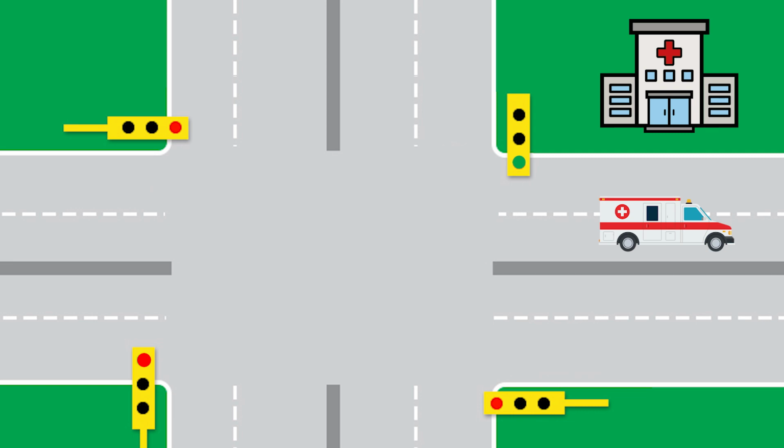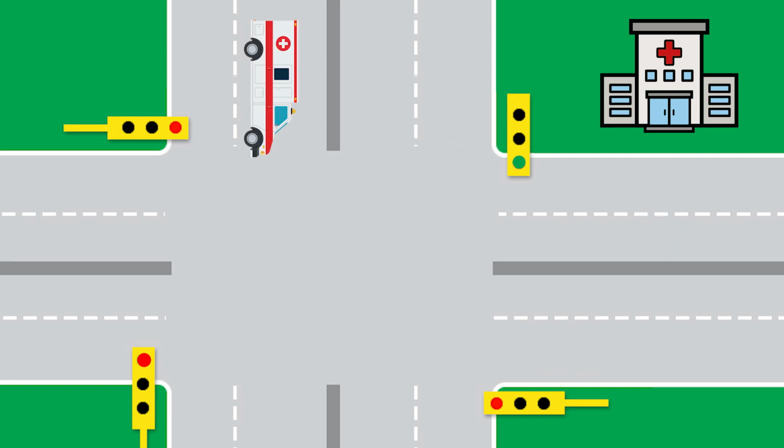If the ambulance is arriving from way 2, then signal 1, signal 4 and signal 2 will turn red, and signal 3, which is the signal for way 2, will turn green, so the ambulance can get a clear path to the hospital.